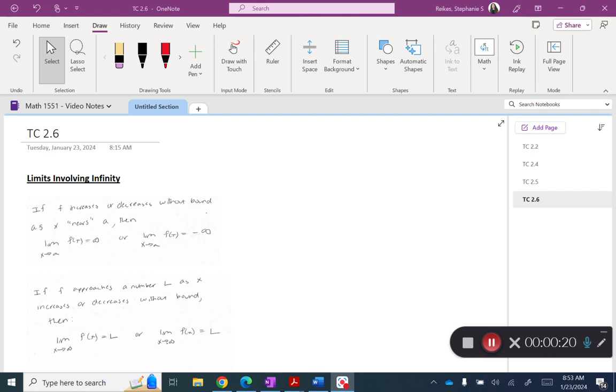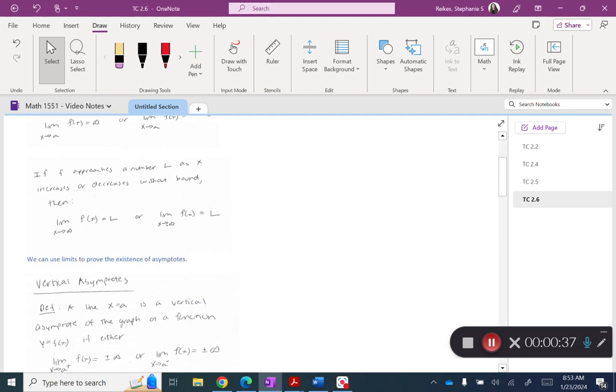If f approaches a number L as x increases or decreases without bounds, then we would have the limit as x approaches infinity of f of x equals L, or the limit as x approaches negative infinity of f of x equals L.